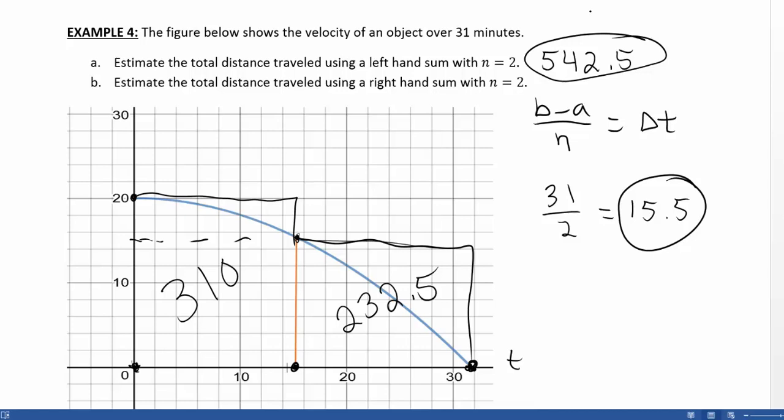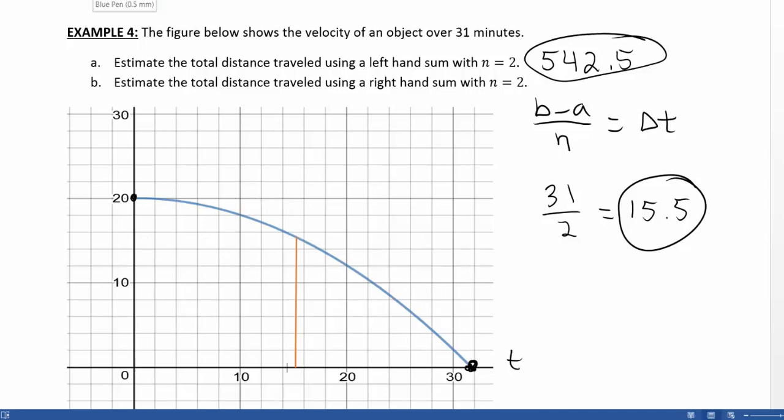Let's see what happens when we use the same method to look for a right-hand sum. So now, when I'm looking for a right-hand estimate, that means that I'm going to use the height based on my right point between the 2 points to figure out the areas of my rectangles. So again, my first interval is 0 to 15.5. So that means I'm going to pick the height at 15.5 to draw in my rectangle, right? Because again, I need the right-hand corner to touch my function.